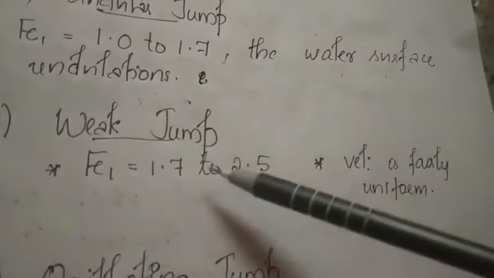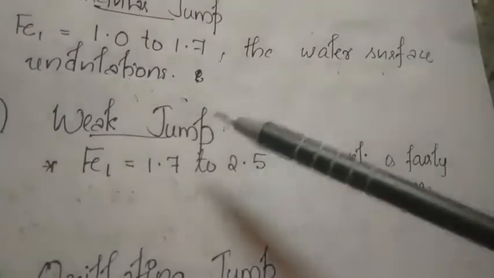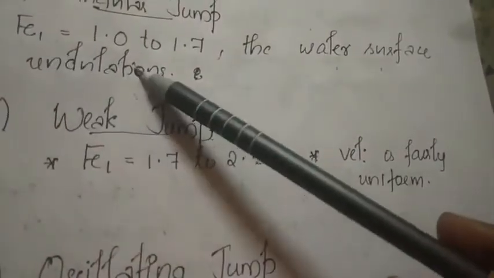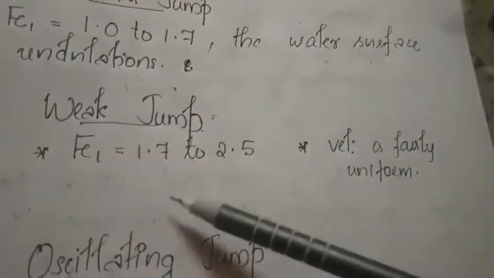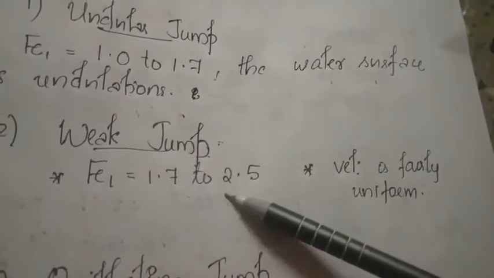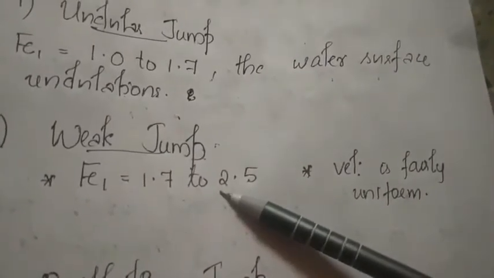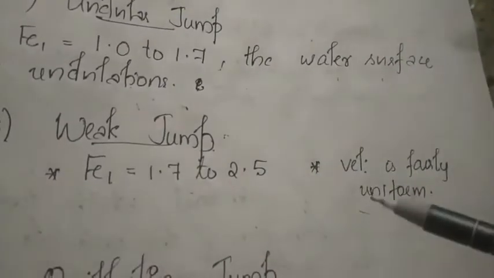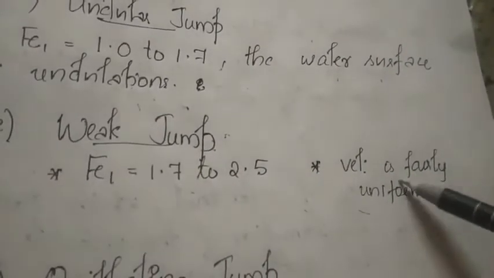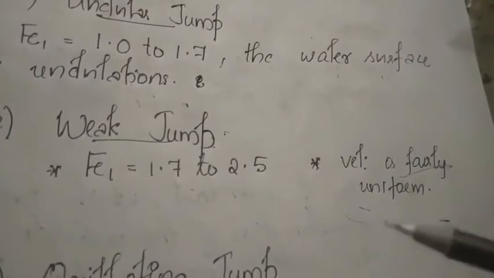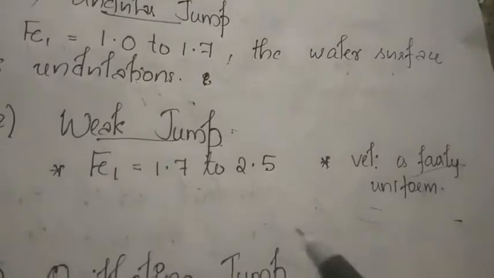So the second type of jump is weak jump. So in angular jump, the Fe is 1 to 1.7 and in weak jump, Fe is 1.7 to 2.5 and the jump formed is weak jump. And here the velocity throughout is fairly uniform and only a small amount of energy is dissipated.